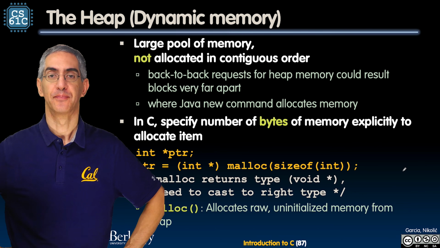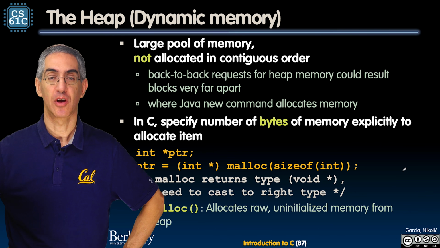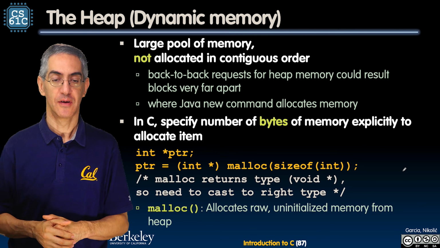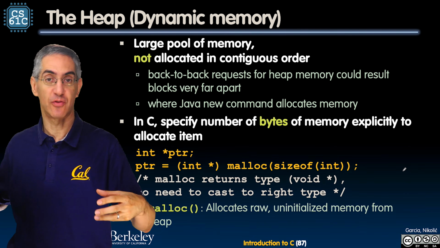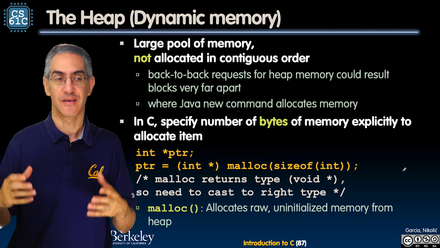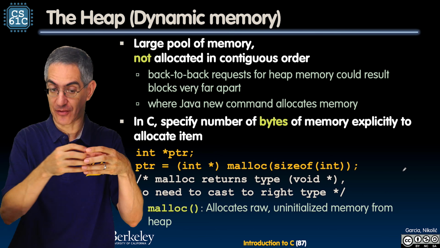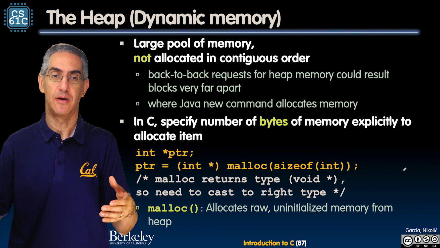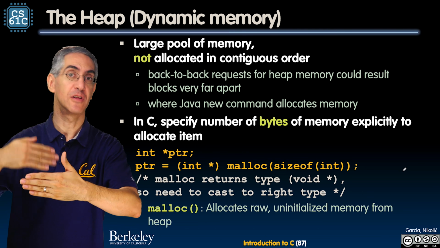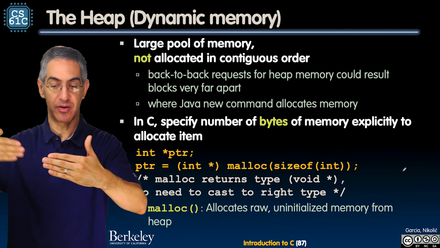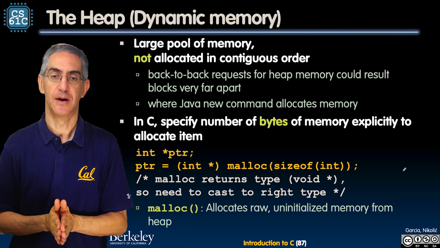So the heap is dynamic memory. As you saw before, it's a large pool. It's not necessarily contiguous, although every memory request will result in a contiguous region. If I say I want 1,000 ints, it's going to give you 1,000 ints contiguously. Then I want another 1,000 ints. That second 1,000 may be very far away or very close to the original, or maybe back to back, maybe abutted, maybe far away. You don't know those things.